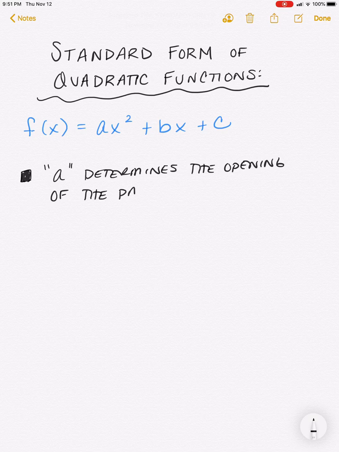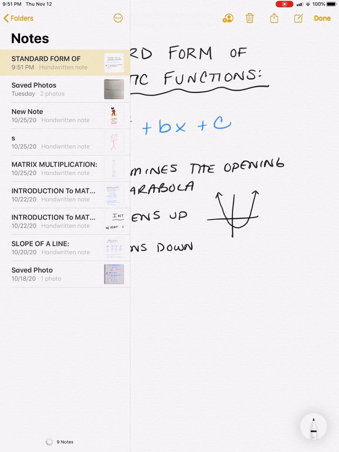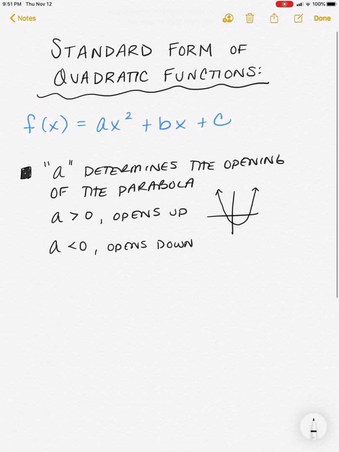So you can basically have a parabola that either opens up, which would happen if your a is greater than 0. If your a is positive, your parabola is going to open up. And if the parabola opens up, it might look something like this. Or if the a is less than 0, the parabola opens down. And if the parabola opens down, it might look something like this.